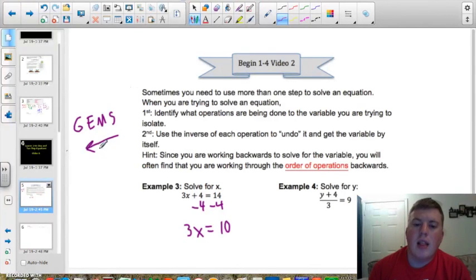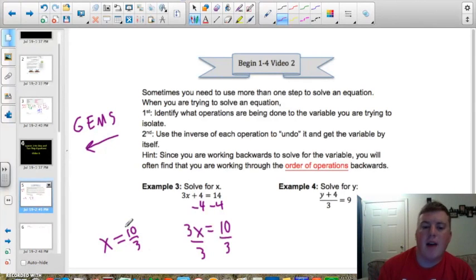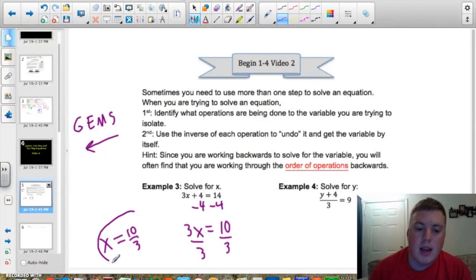Alright, and then our last step is going to be to undo that multiplication, and to do that, we're going to divide both sides by 3. So we're going to get x equals 10 thirds because 10 does not divide evenly by 3. Now in high school math, we're completely fine with improper fractions. You do not need to change this to a mixed number. We are fine with this answer right here.